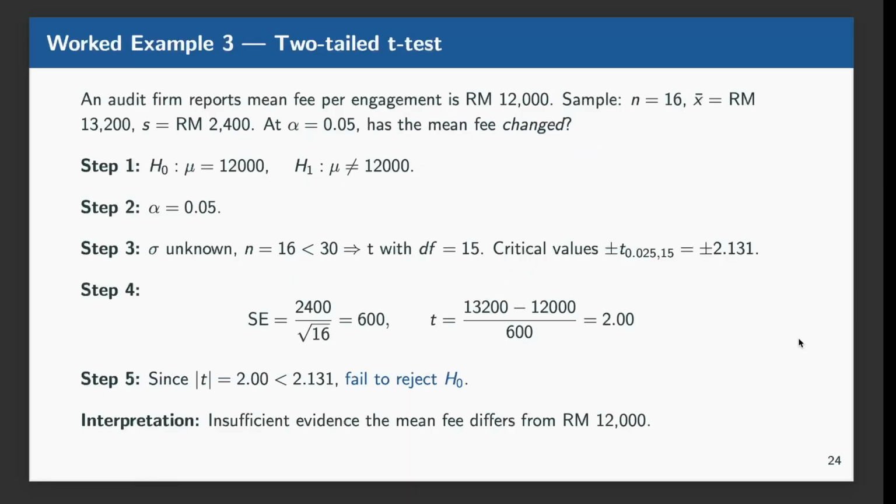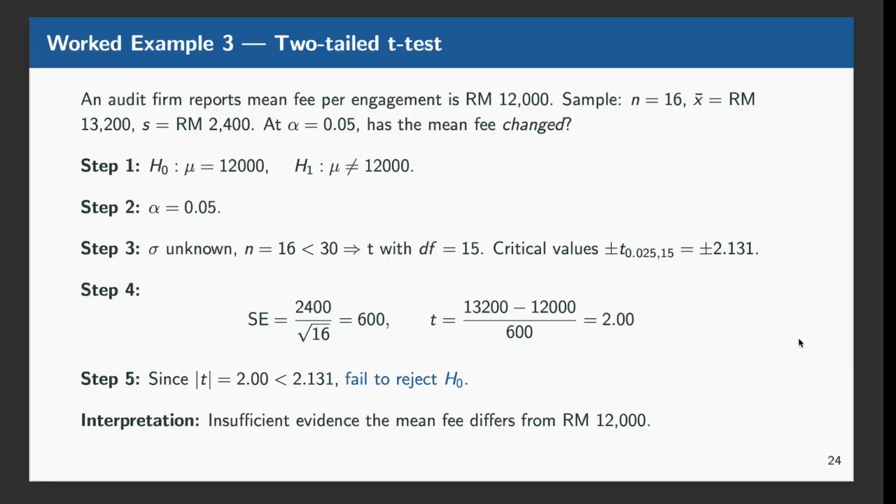An audit firm reports that its mean fee per engagement is 12,000 ringgit. A sample of 16 engagements gives X bar equal to 13,200 ringgit, with s equal to 2,400. At alpha equals 0.05, has the mean fee actually changed? Step 1. H0: mu equals 12,000. H1: mu is not equal to 12,000. Step 2. Alpha equals 0.05.